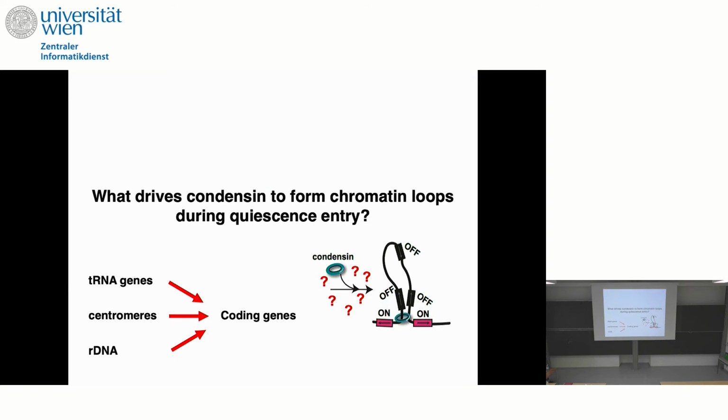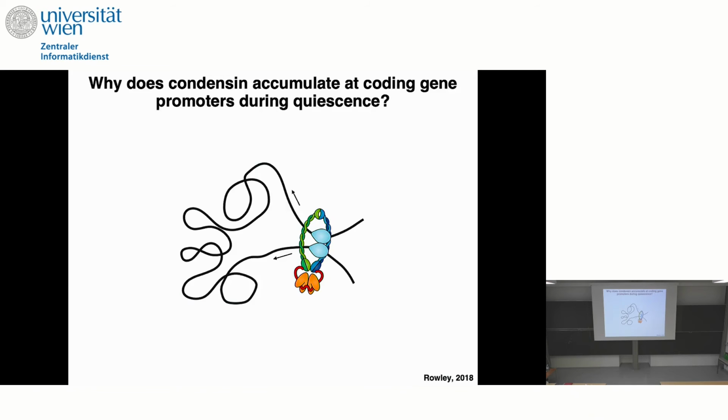So one of the things we're really interested in is what drives condensin to relocate through the genome to form these chromatin loops at gene promoters during quiescence entry. And we have a transcription factor that overlaps with condensin binding that we think may be functioning similarly to CTCF in these cells. So we're looking a lot at that. We're also looking at the effect of transcription and potentially recruiting or affecting loop extrusion in these cells.